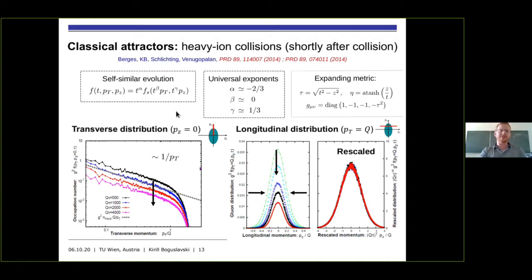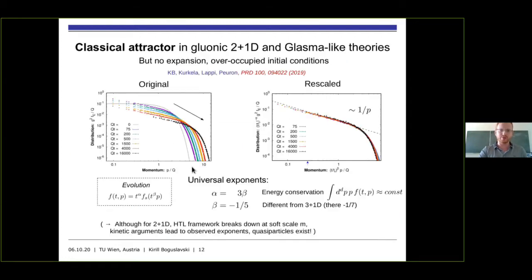Starting with the initial conditions, you find again a classical attractor here, and for vanishing longitudinal momentum, so for pz equals zero, you find a very similar picture to the one you saw before, with the only difference that beta is not non-vanishing as here, but it's vanishing.